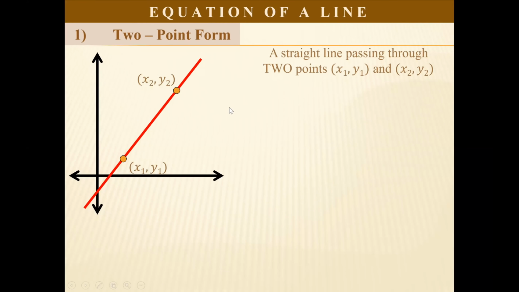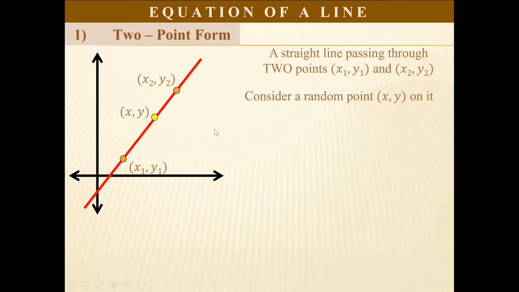Now how to derive this equation? Let us take a random or variable point on the same line, that is x comma y. x comma y can be anywhere, not in between. It can be on the lower side or upper side, anywhere. It is a variable point x comma y.